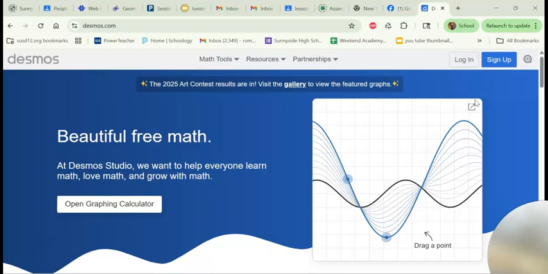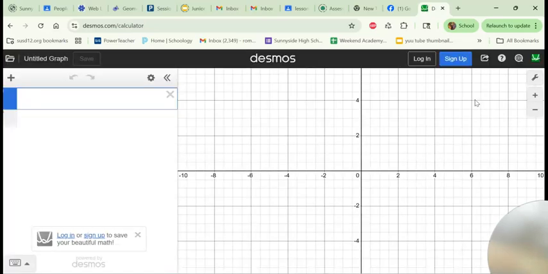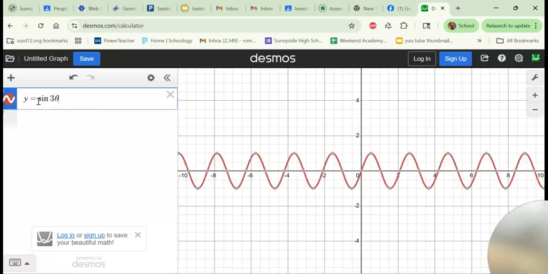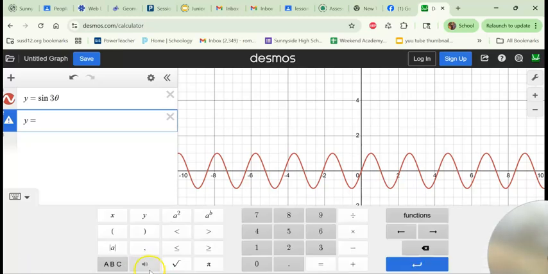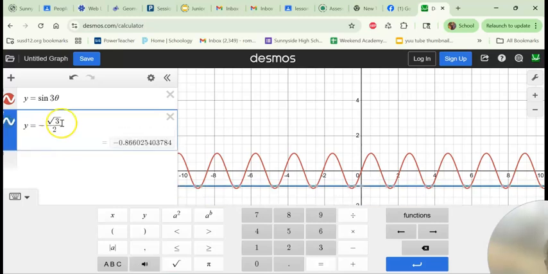See the Desmos. If you open the graphing calculator, desmos.com, let's put the equation. The original one was y equals sine 3 theta. So that's the first one. And we want to know at what point it cuts this equation. So I put a square root, minus. I think I forgot to put a minus here. Put 3 inside and outside, divide by 2.